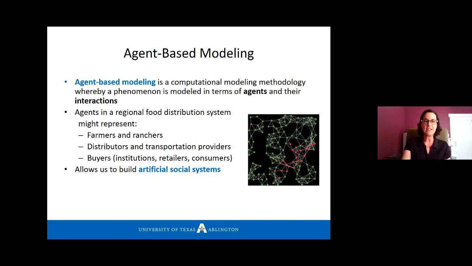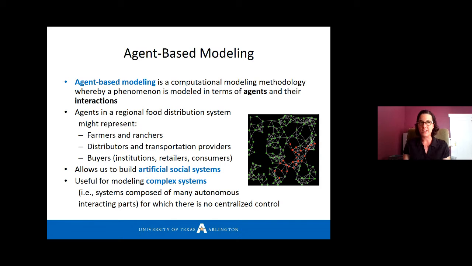And so that allows us to test out our ideas and our concepts on a virtual social system or a virtual supply network before implementing anything. So this type of modeling is really useful for testing these designs on systems where you've got a bunch of autonomous agents, so nobody's controlling the farmer centrally, right? They're all independent, that are socially connected.